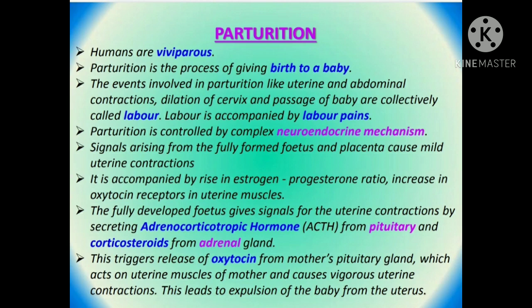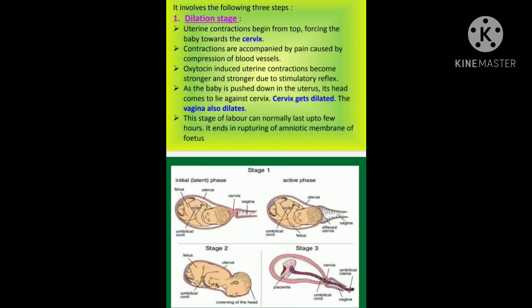It involves the following different steps. We will see the following different steps in the next slide. As I have said in the last slide, parturition occurs in three steps. First is the dilation stage, then the expulsion stage, which is the second stage, and the last stage is the afterbirth stage. First, we will study the dilation stage.